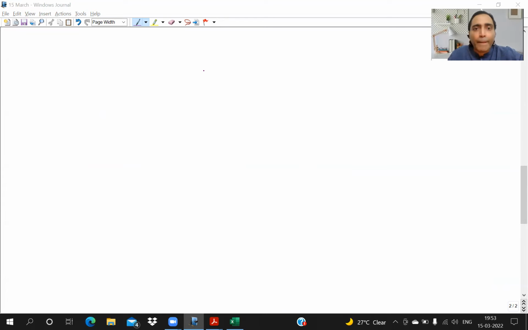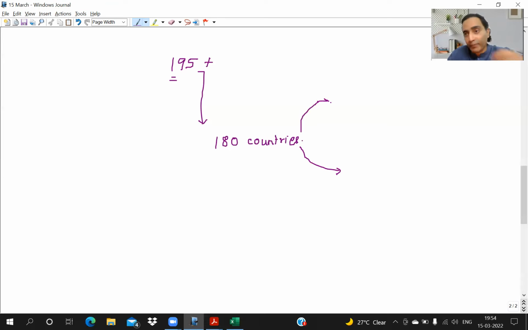So my dear students, please understand that there are around 195 countries in this world, maybe a little bit more, 197, 198, but 195 plus countries. Out of these 195 countries, around 180 countries each have their own individual accountancy body which regulates the accountancy profession in that respective country.